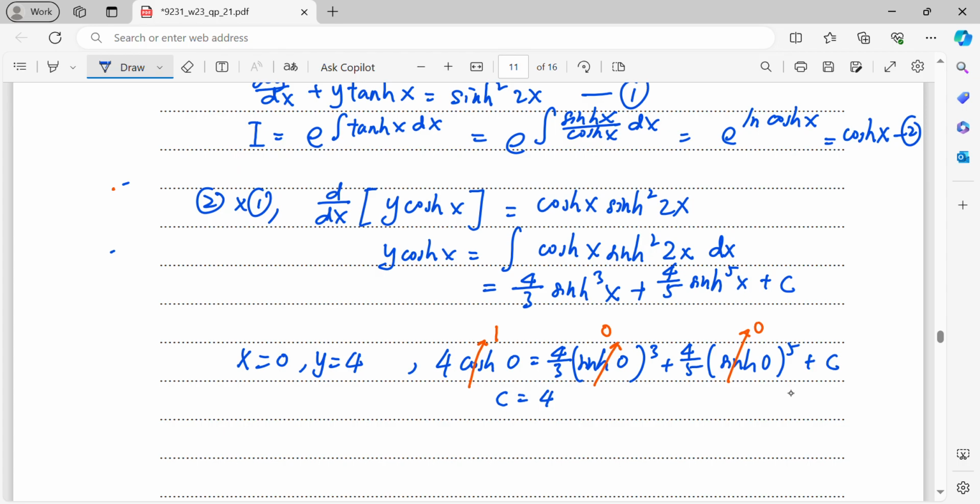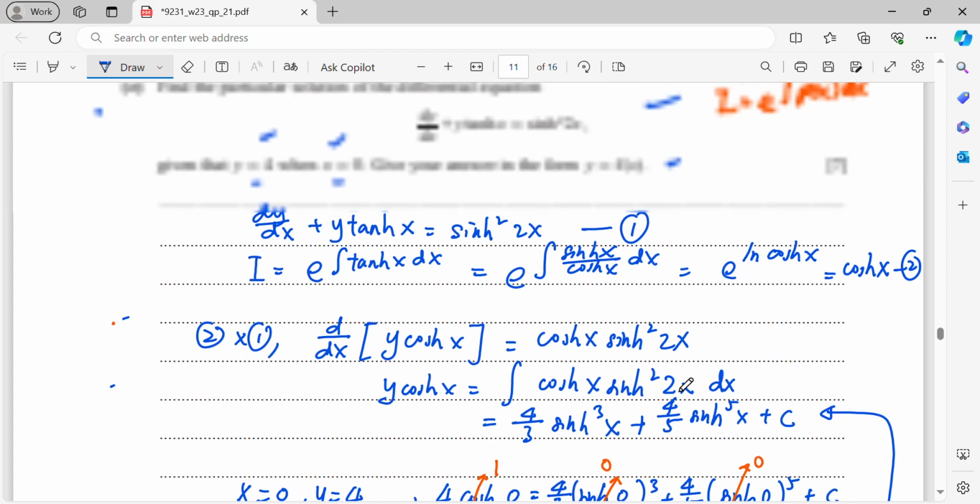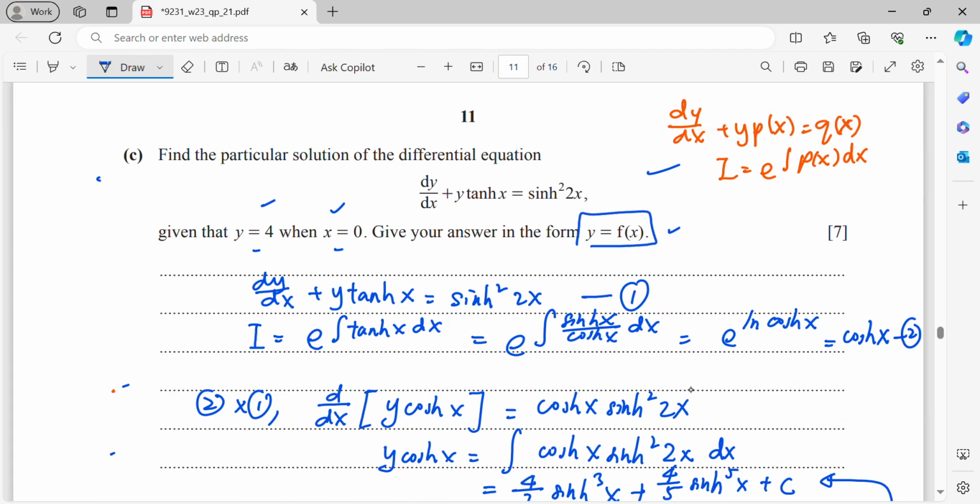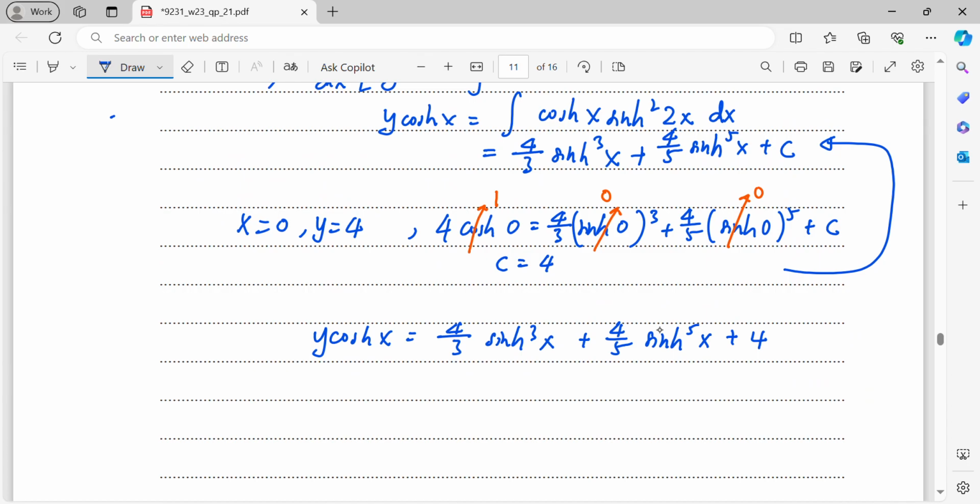Then now I just substitute this result back into your solution. So my y cos x will be 4/3 sin³x plus 4/5 sin⁵x plus 4. But when you look at the question, y equals f(x). Therefore, I have to move down the cos x. So that means I divide the whole equation by cos x. Dividing by cos x, 1 over cos is basically sec x.